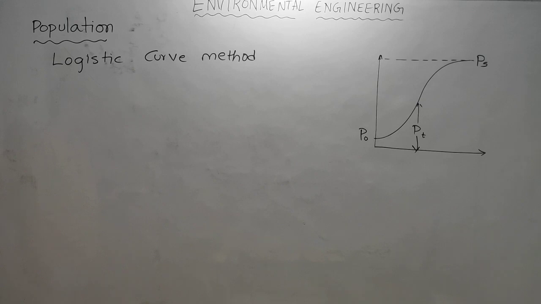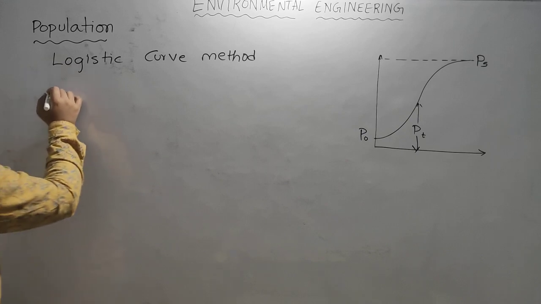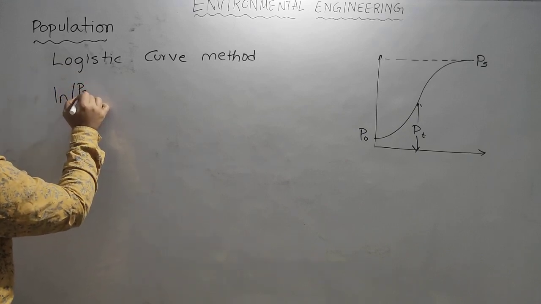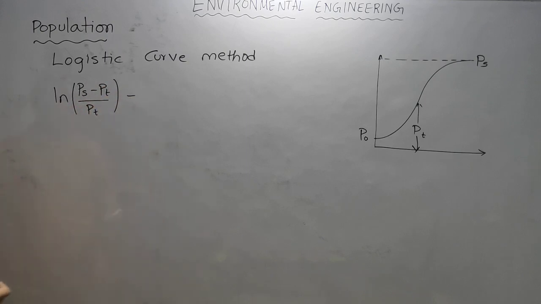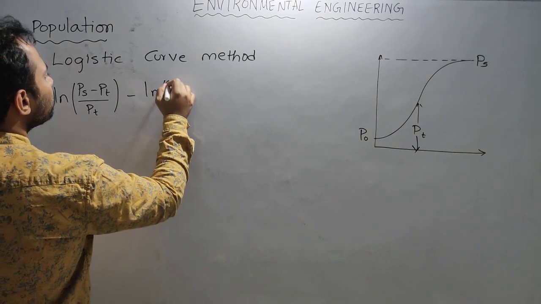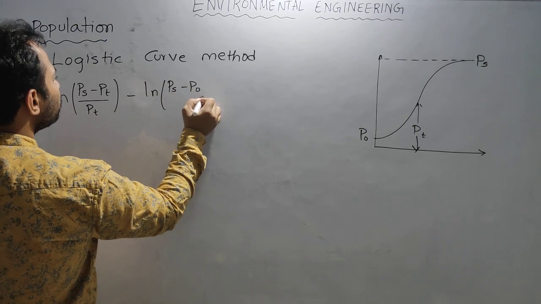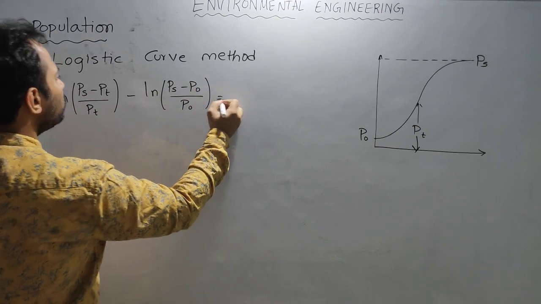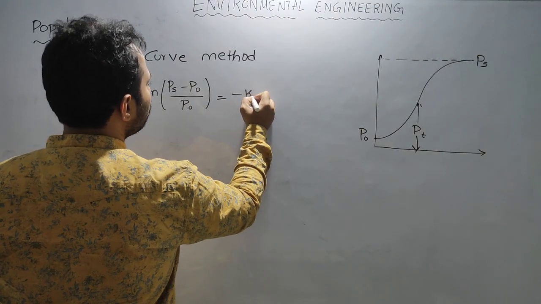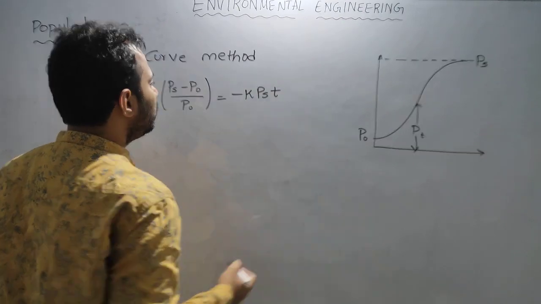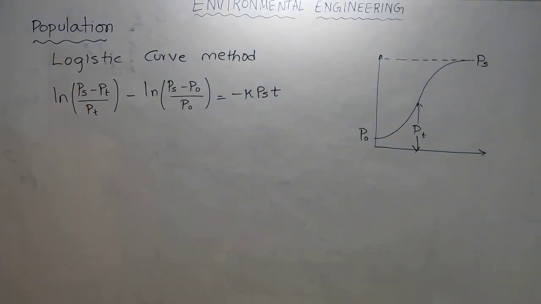Here the relationship between these three populations is given like this: ln((PS minus PT) by PT) minus ln((PS minus P0) by P0) is equal to K into PS into T minus K into PS into T. This was a relation derived from that graph.